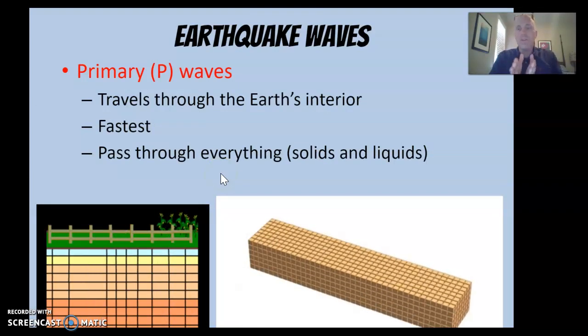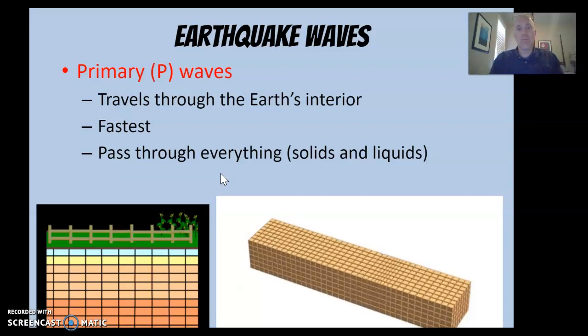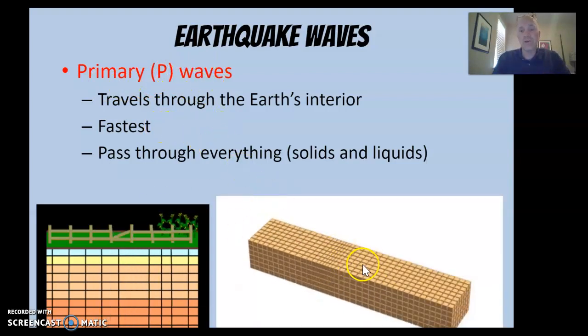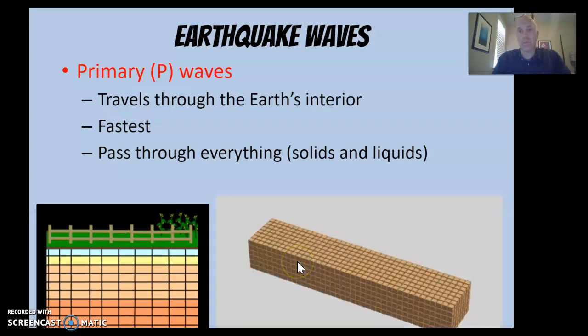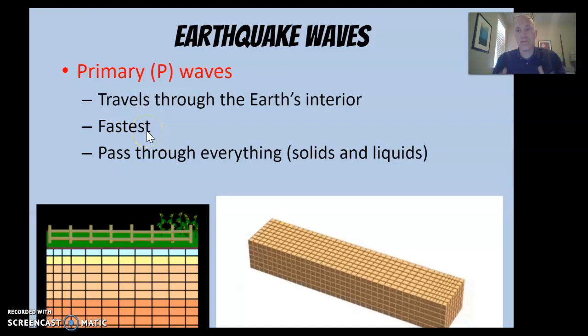Even though the earthquake is caused when the rocks slip, that energy is transmitted through the earth with what are called seismic waves. There are three major types of seismic waves: primary waves, secondary waves, and surface waves. The first of these is primary waves. A primary wave is considered a compression wave, and it travels through the Earth's interior. It's the fastest moving of all the different types of waves.